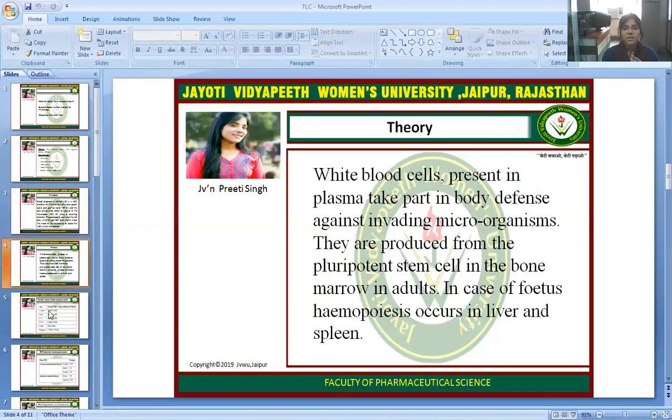White blood cells present in plasma take part in body defense against invading microorganisms. They are produced from the pluripotent stem cells in the bone marrow in adults. In the case of the fetus, hemopoiesis occurs in the liver and spleen.